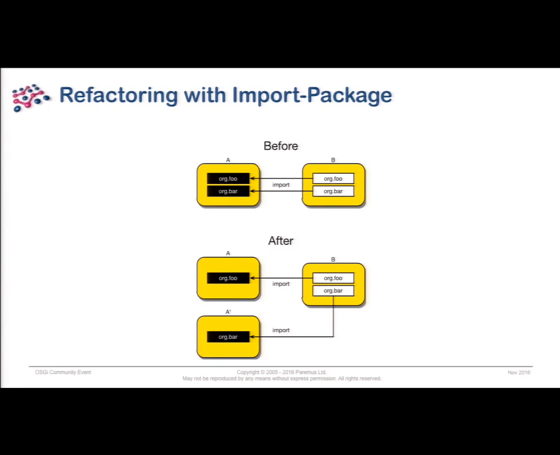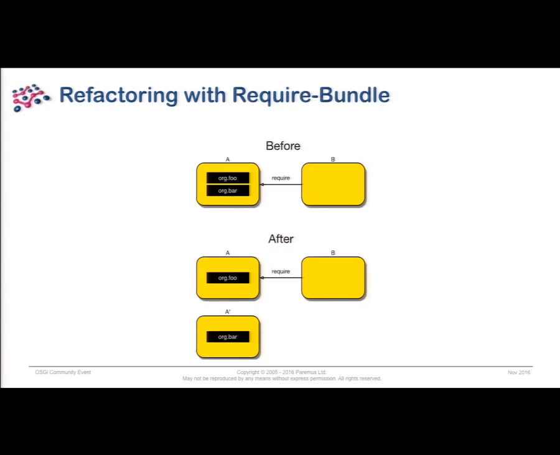With require bundle, B was previously exposed to these two packages, and now, after this refactoring operation, B is only exposed to one package. And we have no real idea whether B was using that org.bar package or not. And so it's never really safe to do this refactoring operation on A, because we don't know whether it's going to break bundle B or not.